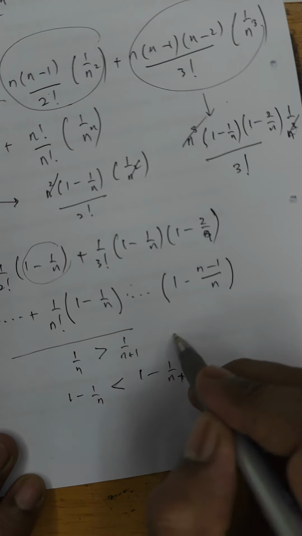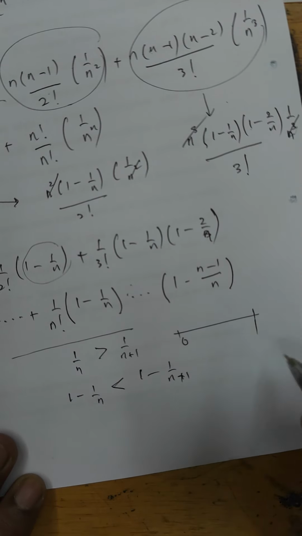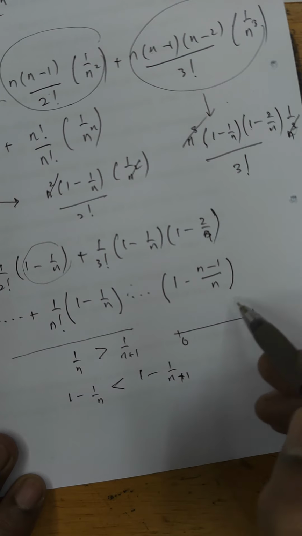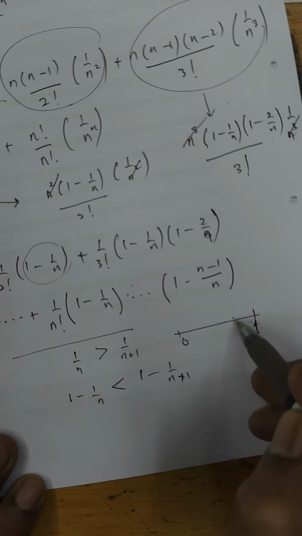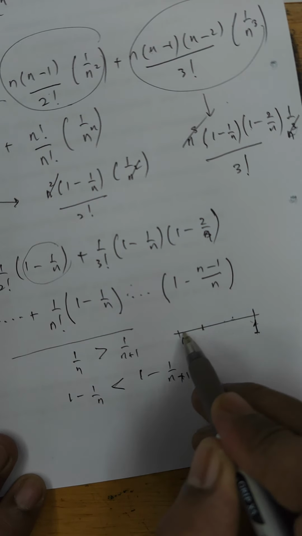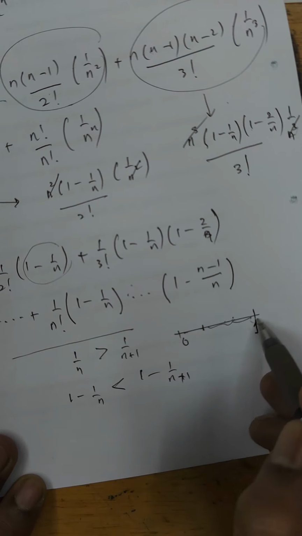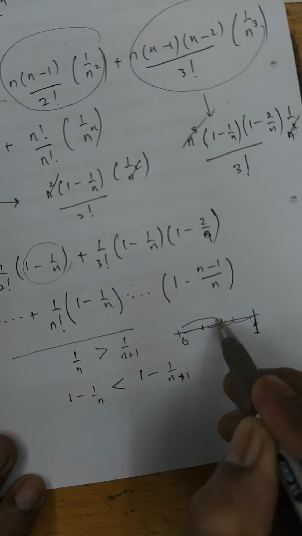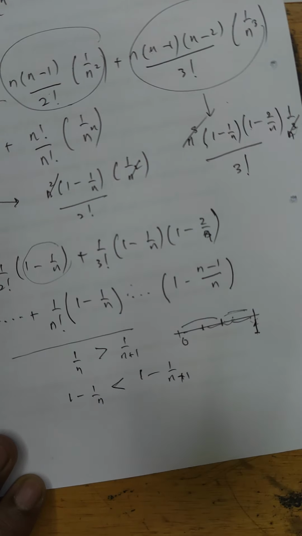You just look at this from 0 to 1. Here, the first term: 1 minus that part is quite big compared to this one. 1 minus those parts here, what is left is pretty much smaller.